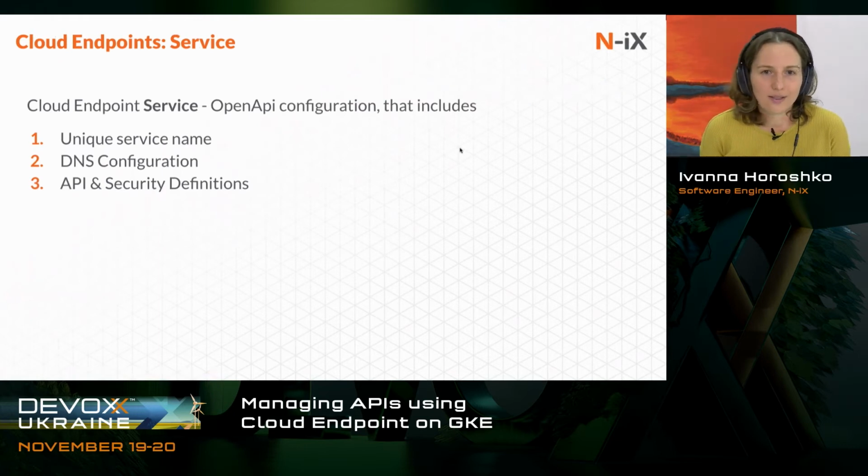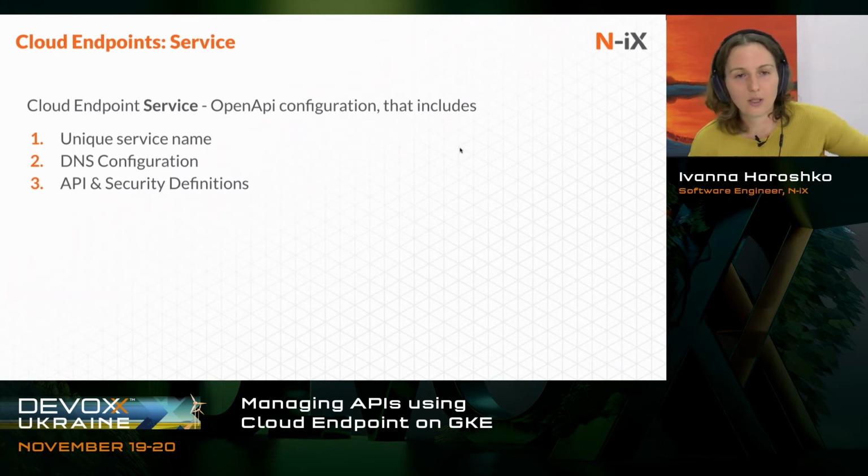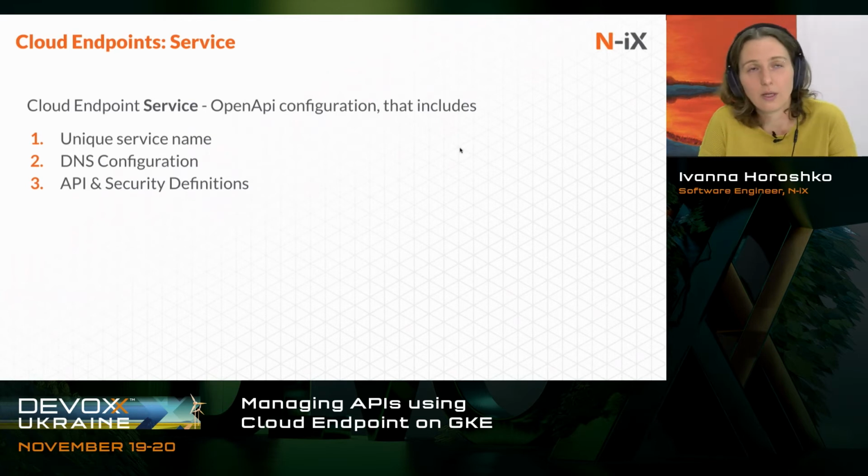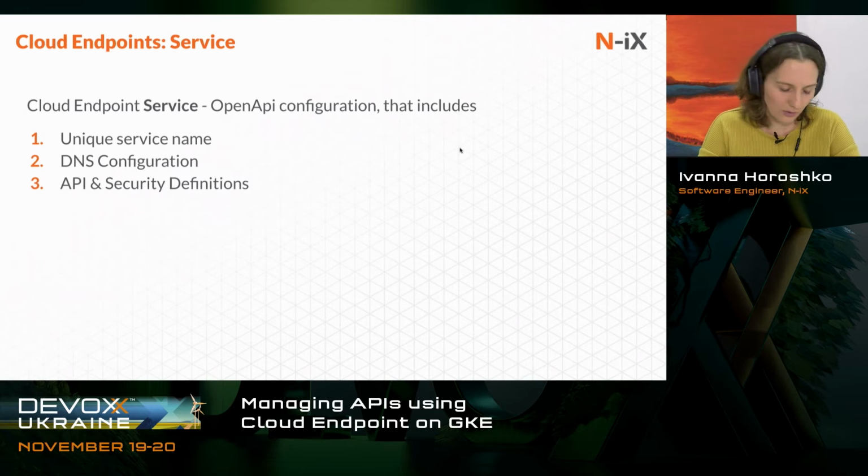What is a Cloud Endpoint? How does it look? First of all, it consists of a couple of different components. The first component is called the service. It's an OpenAPI configuration. That configuration includes, first of all, a unique service name, so we can distinguish between your services. The second is the DNS configuration. It's actually optional, so you might include your DNS or configure it in any other way you want, but at least they have this capability. And then the API and security definition.